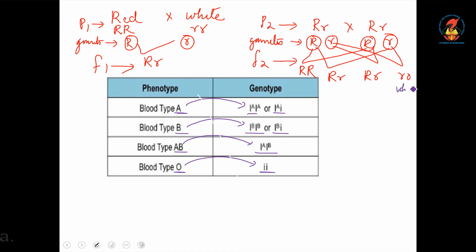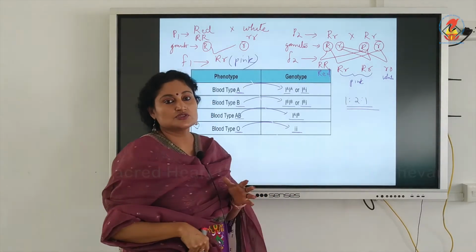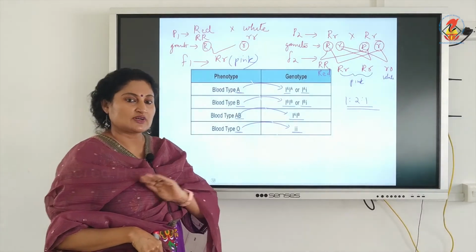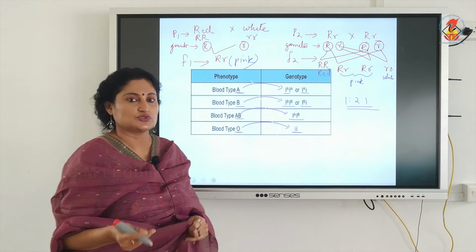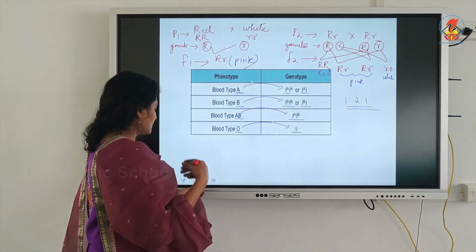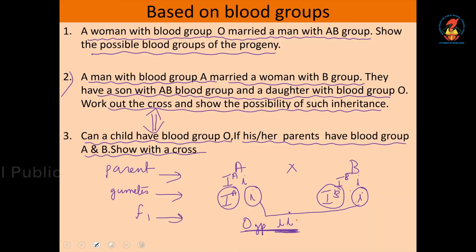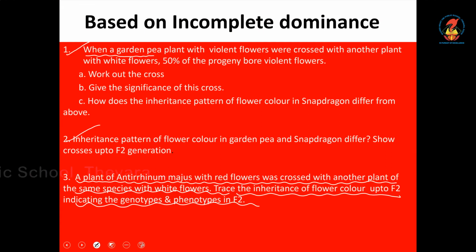This indicates white, these two indicate pink, and the capital R indicates red. So you get it in the ratio 1:2:1. Okay, don't forget to indicate pink. So problems related to Snapdragon or Dog flower are one and the same right across till F2 generation, and you get the ratio 1:2:1. No extra thinking and all.